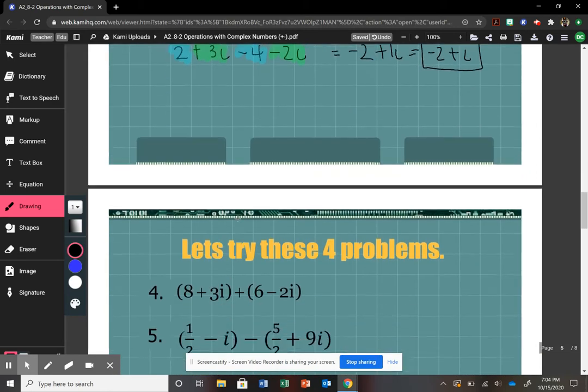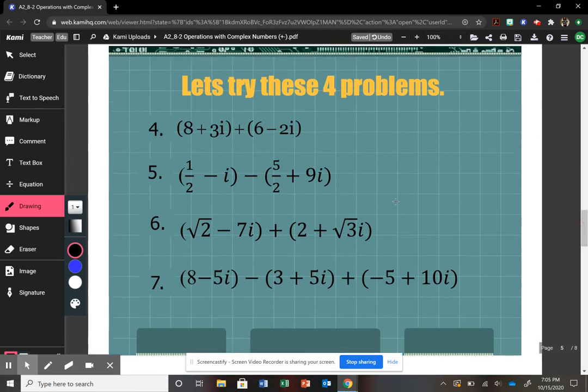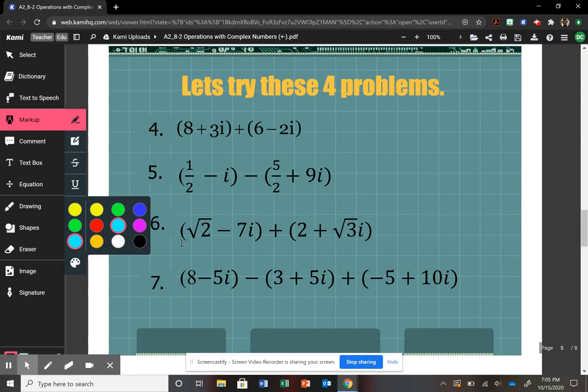Right. So what I suggest here is you pause the video and try these. I know these are maybe, well, not complicated, but they're a little different. Here we have a fraction, here we have some square roots, and here we have 3 different terms or 3 different parts being added together. Okay, so try them out and then we'll come back and check to see how you did.